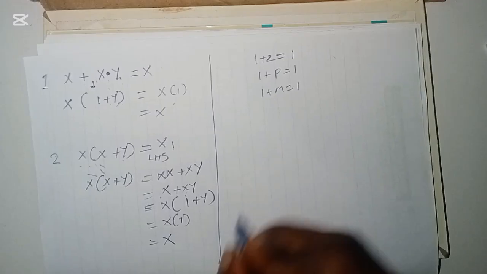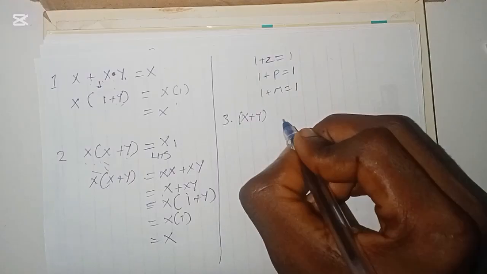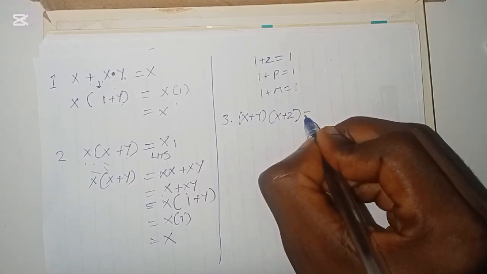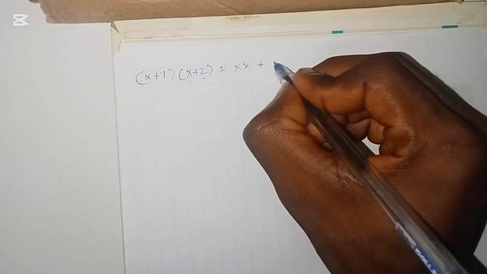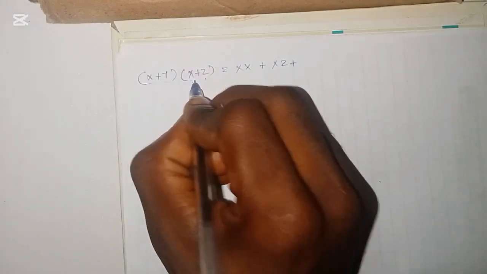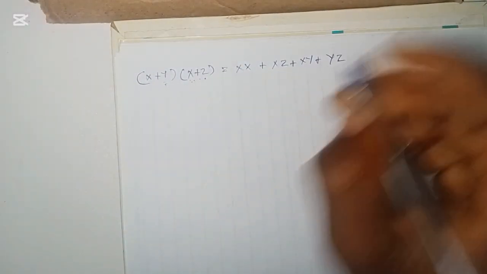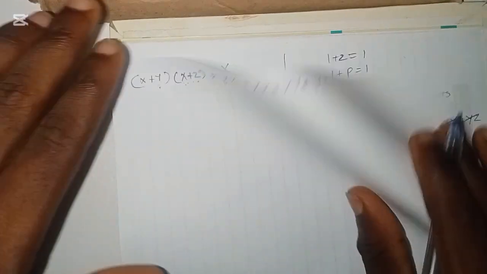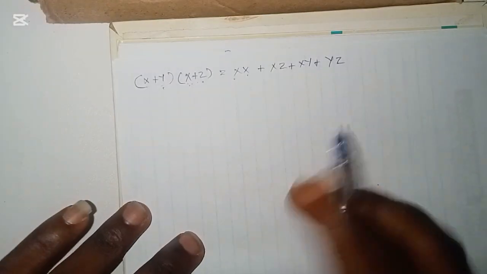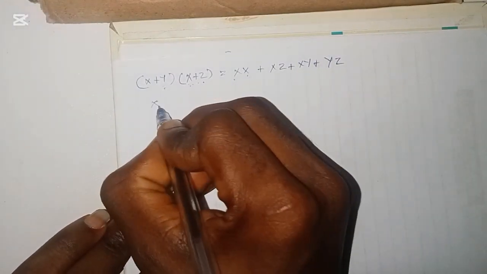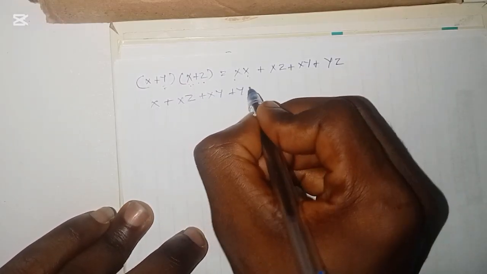Third one: x plus y, all in brackets, times x plus z, equals, expanding, x times x plus x times z plus xy, that's y times x, plus y times z. Now remember, x times x is x from the third axiom.